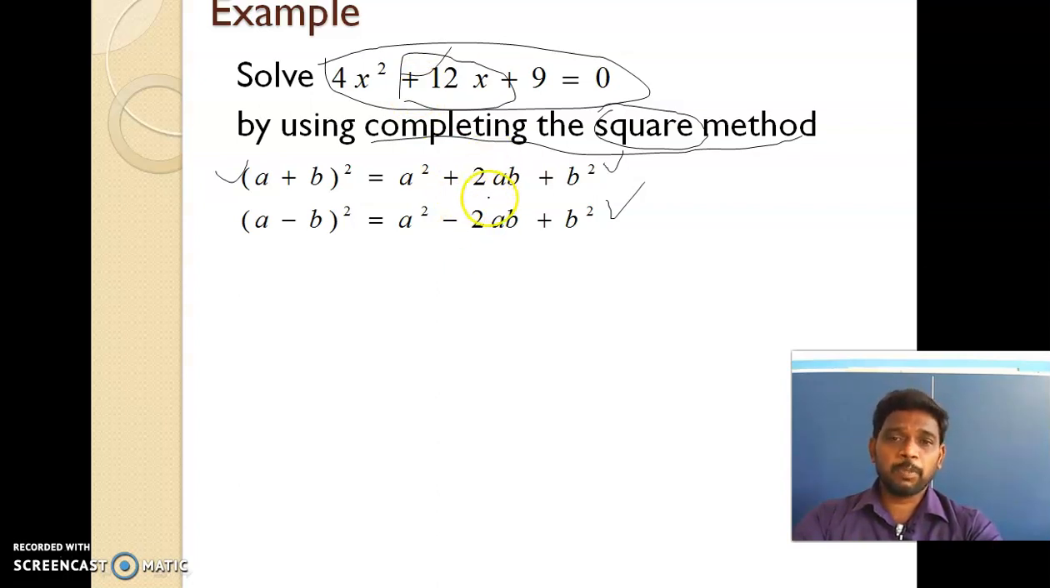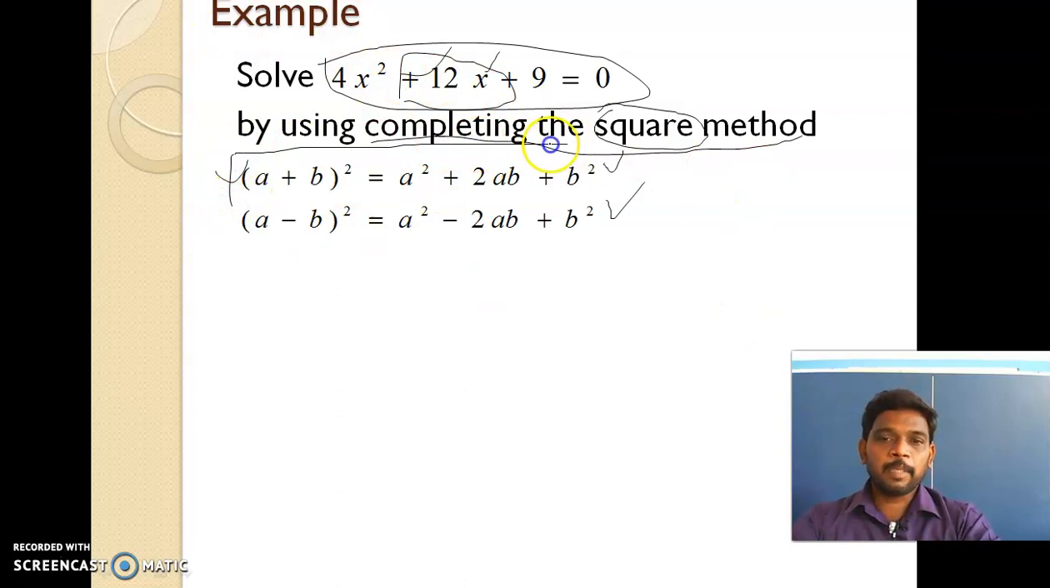So which formula we have to use? According to the sign of the coefficient of x only, not the other two terms, right? So the coefficient of x being plus means we can use (a plus b) whole square, and the coefficient of x being minus means we can use the (a minus b) whole square formula, right? So now we are going to solve this equation by using the completing the square method with this formula, that is the (a plus b) whole square formula, right?